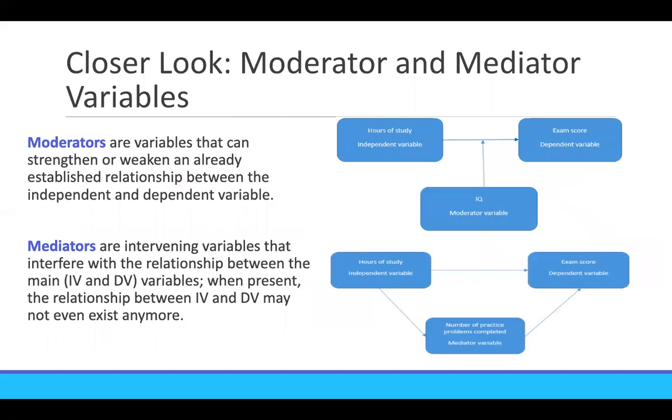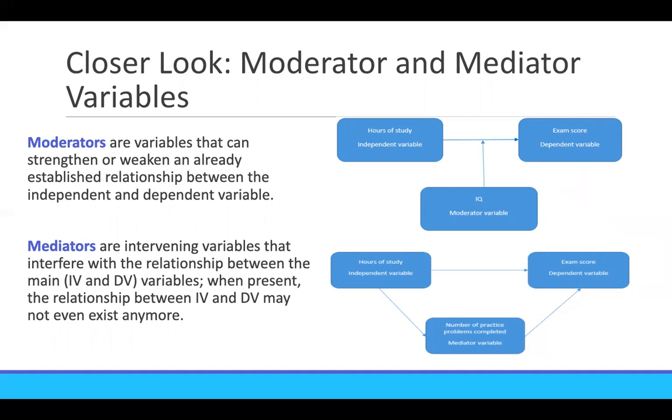All right. Let's tackle one last set of variable terminology, and that's moderators and mediators. Moderator variables are variables that can strengthen or weaken an established relationship between the independent and dependent variable. So in this case, it isn't so much that the relationship is spurious, but the extent to which the relationship exists is moderated by another variable. Once again, you will be aware of possible moderator variables by doing reading and research about your topic.